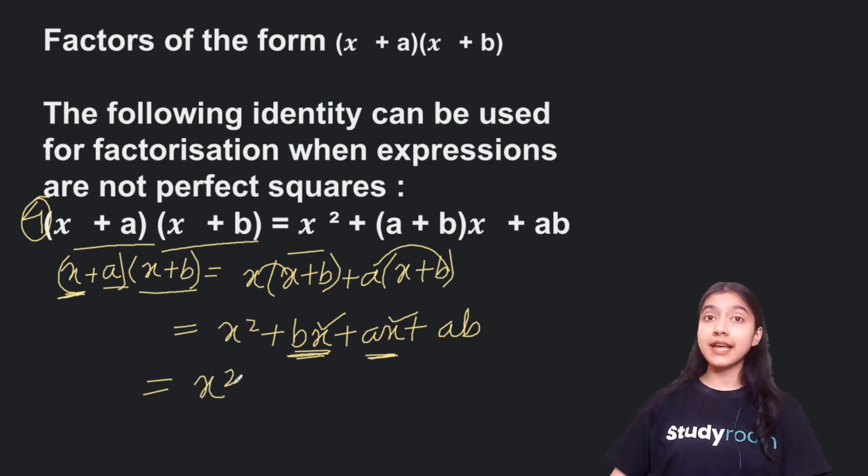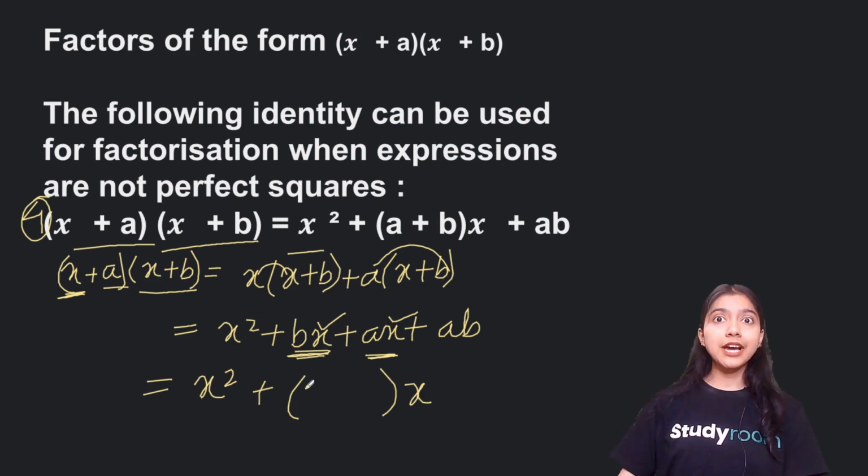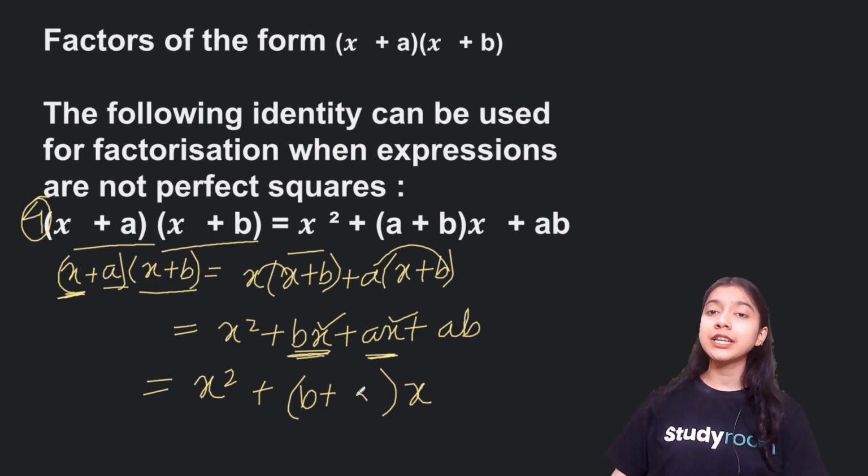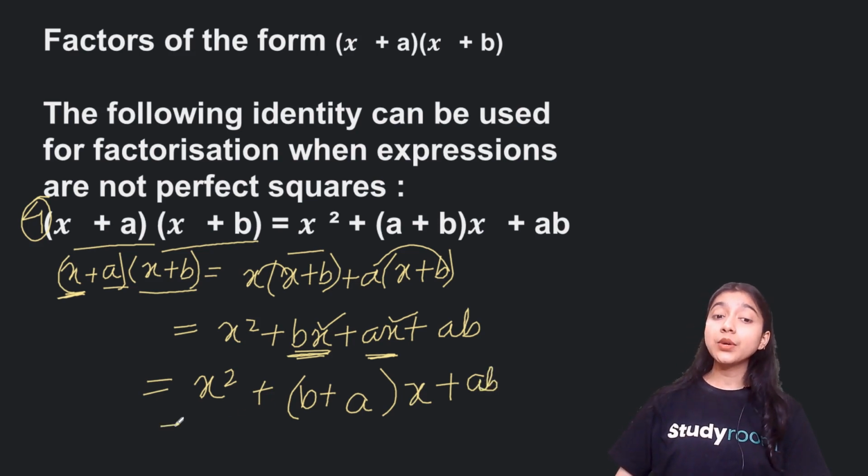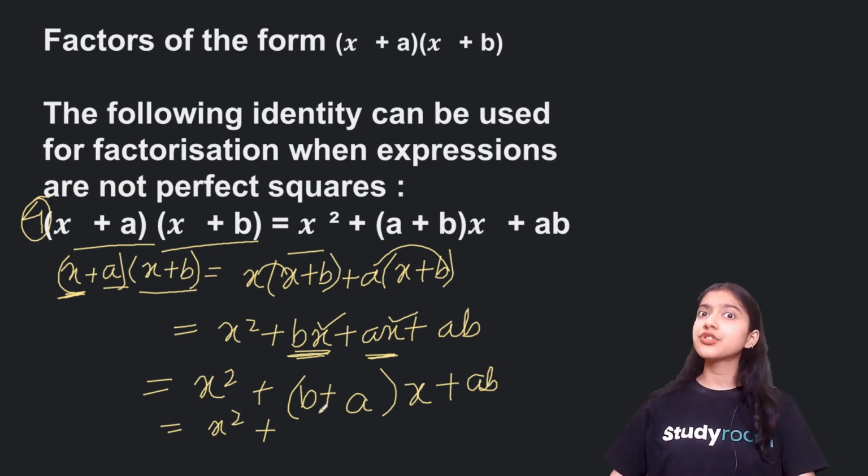So x square will be written as it is, x square, and from bx and ax we will be taking x common outside. So in order to make the first term, we have to write b. And in the second term we have ax, we have taken x common outside, so we are left with a. And then ab will be written as it is. So finally we get this identity as x square, plus of b plus a, which can be written as a plus b as well. So we'll have a plus b whole multiplied with x plus of ab.